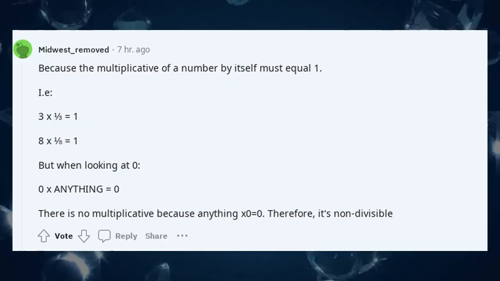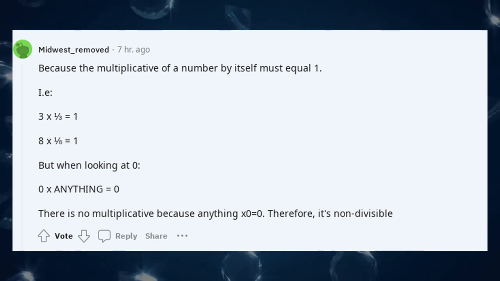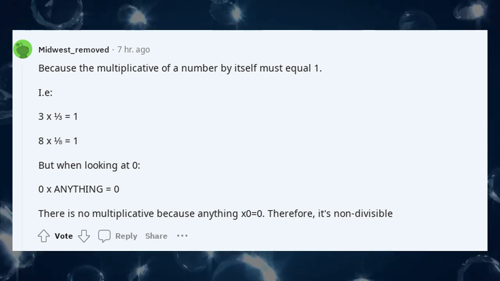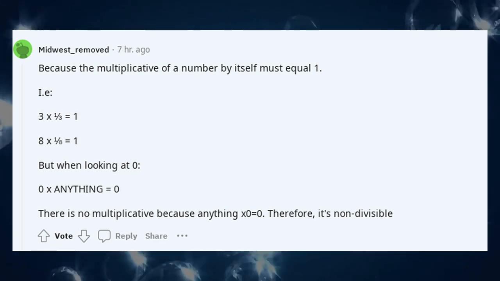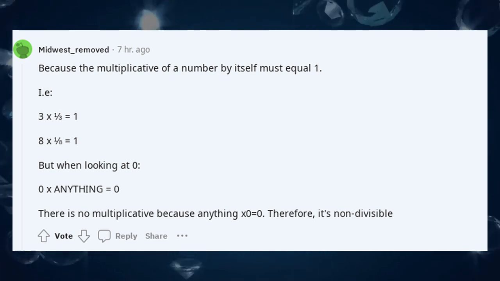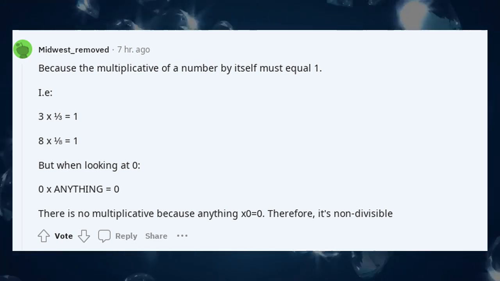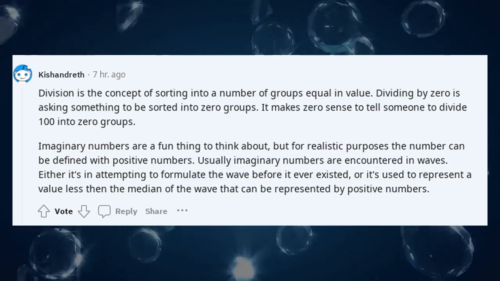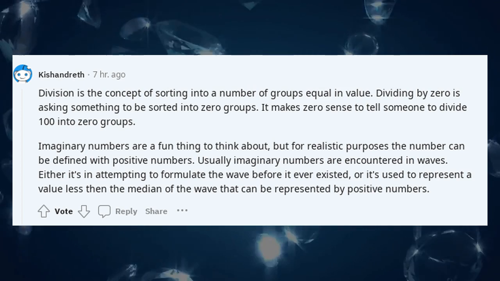Because the multiplicative inverse of a number multiplied by itself must equal 1, i.e., 3 by 1/3 is 1, 8 by 1/8 is 1. But when looking at 0, 0 times anything is 0, there is no multiplicative inverse because anything times 0 is 0. Therefore, it's non-divisible. Division is the concept of sorting into a number of groups equal in value.